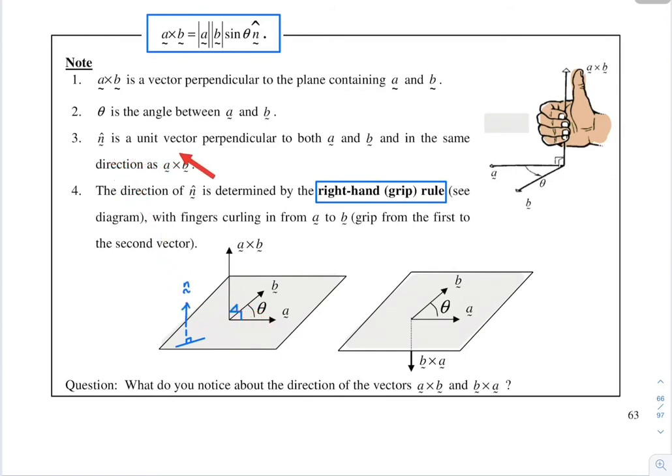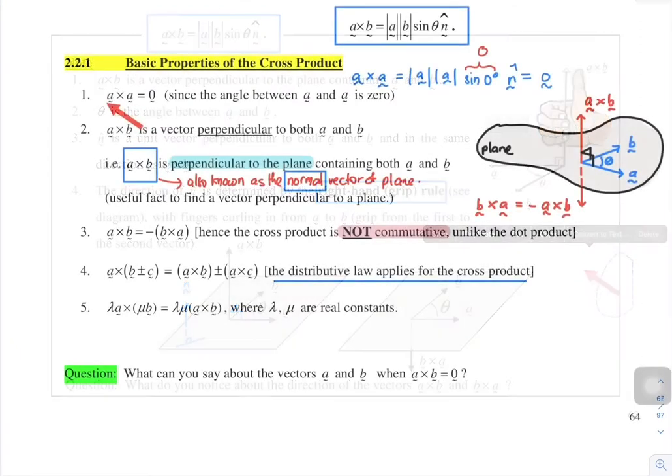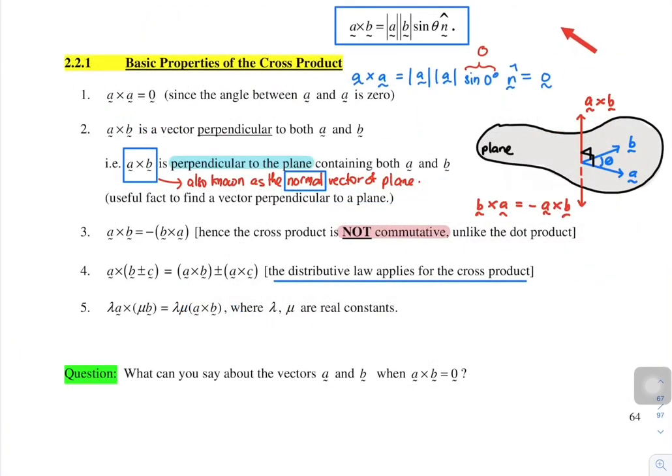Now n is a unit vector. Being a unit vector, it has a magnitude of 1 unit, and this vector is perpendicular to both A and B and in the same direction as A cross B. The direction of n, as we have mentioned, will be determined by the right hand grip rule. So when we do B cross A, the right hand grip rule will force the vector B cross A to point downwards. Now let's take a look at the basic properties of the cross product.